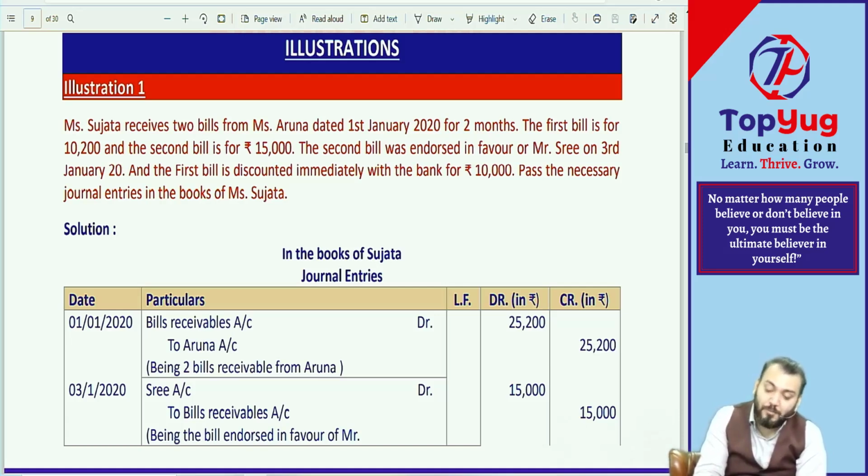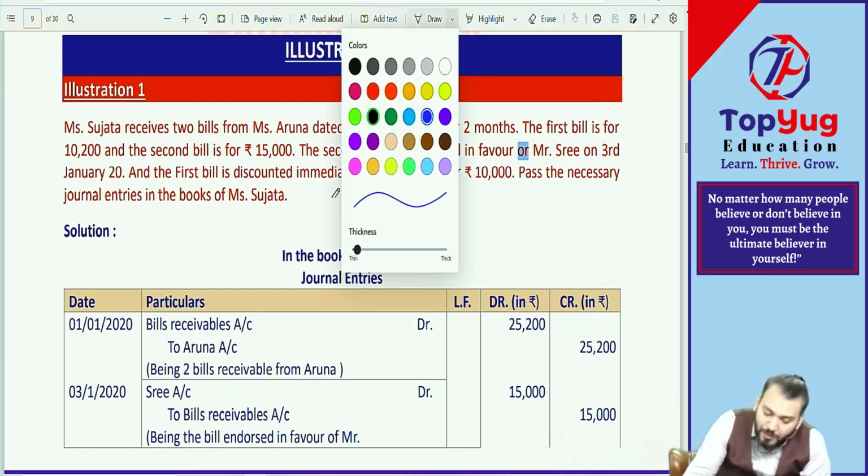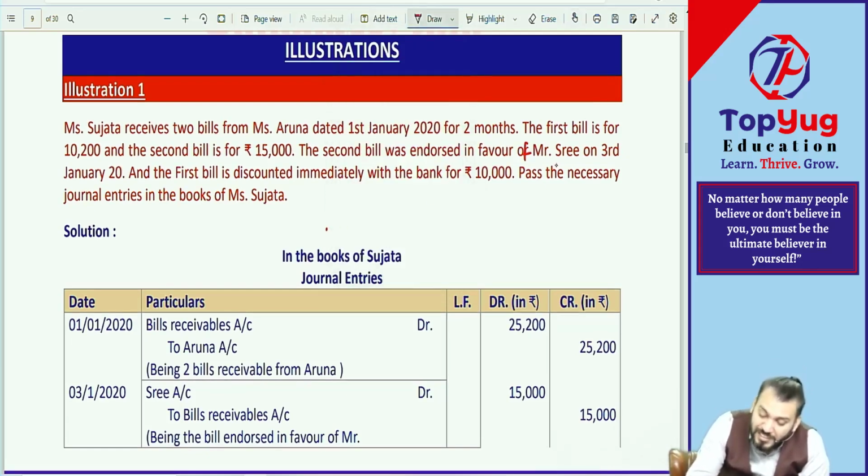The second bill was endorsed in favor of Miss Sri. Miss Sri is a creditor on 3rd Jan 2020, and the first bill is discounted immediately with the bank for rupees 10,000. Pass necessary journal entries in the books of Miss Sujata. You will do, I will do.